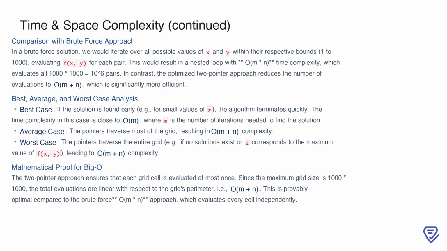Mathematically, this is optimal because each grid cell is evaluated at most once, resulting in a linear relationship with the grid's perimeter. This is a stark improvement over the brute force O(m times n) approach, which redundantly evaluates every cell.